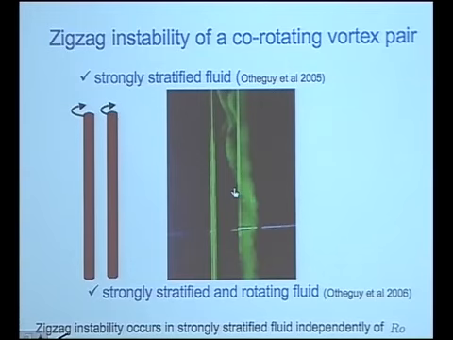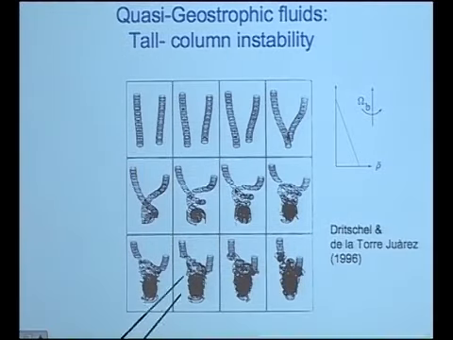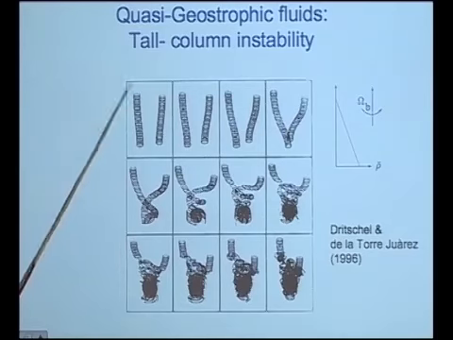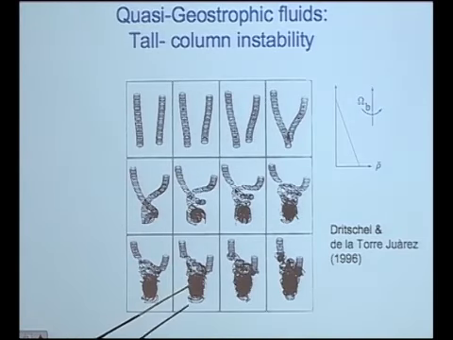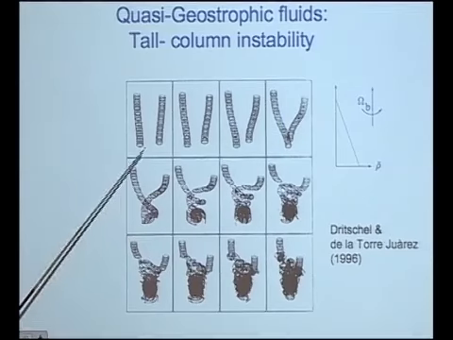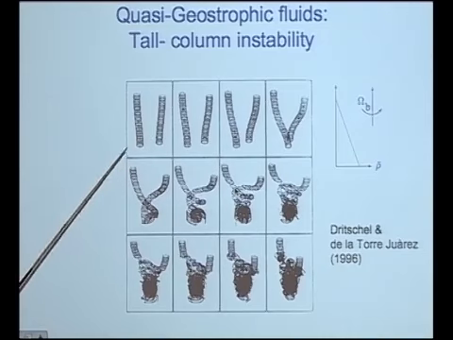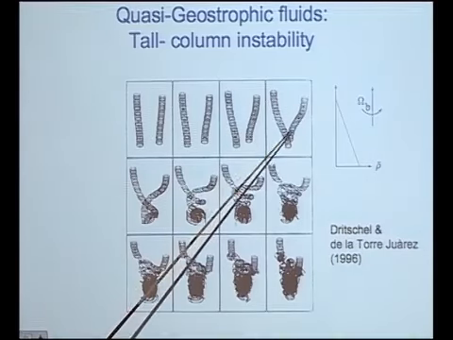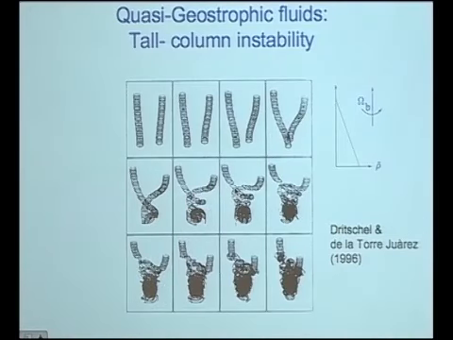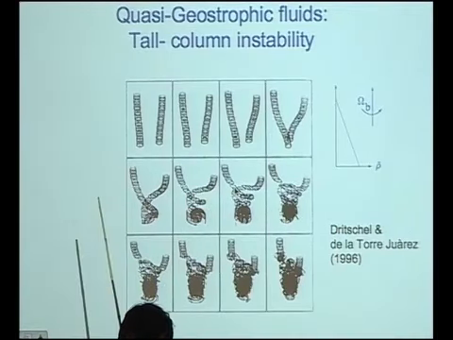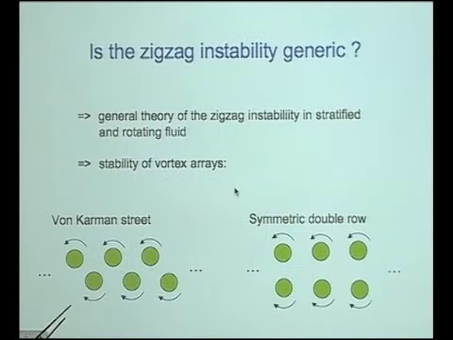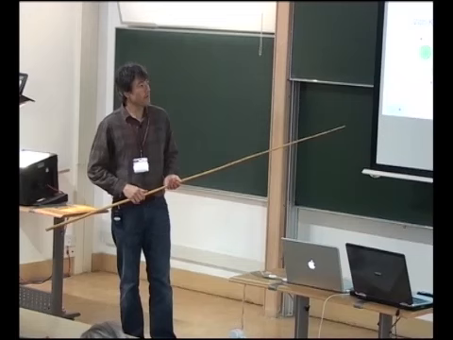We have also looked at the effect of planetary rotation in the case of two co-rotating vortices, by numerical stability analysis. And we have shown that this instability occurs when the fluid is strongly stratified, independently of the Rossby number, whatever the Rossby number. In fact, this instability is the same as the tall column instability observed by Dritschel and de la Torre Juarez in quasi-geostrophic fluids. Here we see the case of two co-rotating vortices, and we see that these vortices are bent and merge in a similar way as in the stratified fluid case.